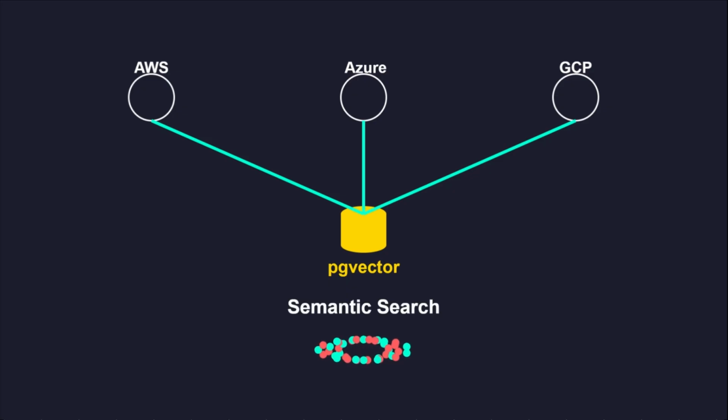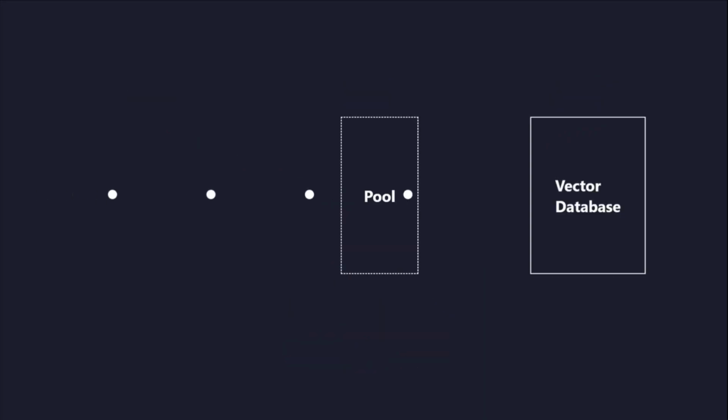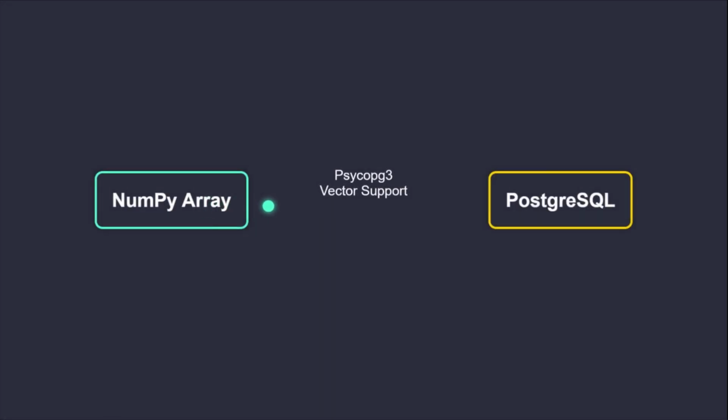This makes it easy to deploy scalable semantic search without manually compiling extensions or managing low-level operating system dependencies. Vector queries can be resource-heavy. Use connection pooling to manage the load on your database and prevent spikes in memory usage from overwhelming the server during high-traffic search events. Libraries like Psycopg 3 have native support for the vector type.